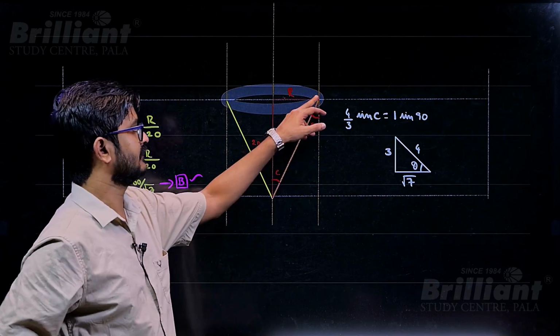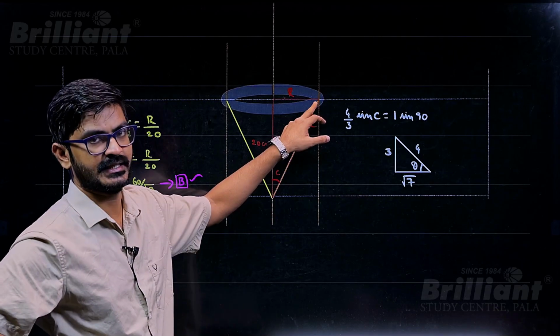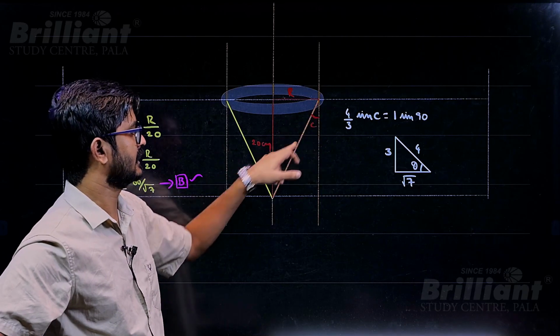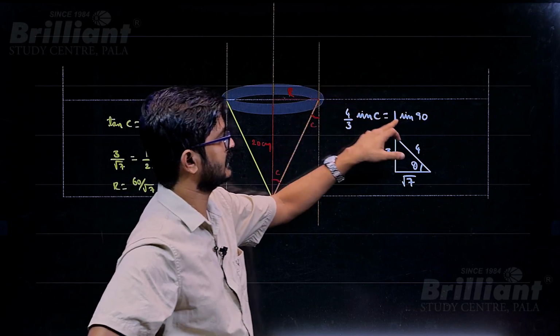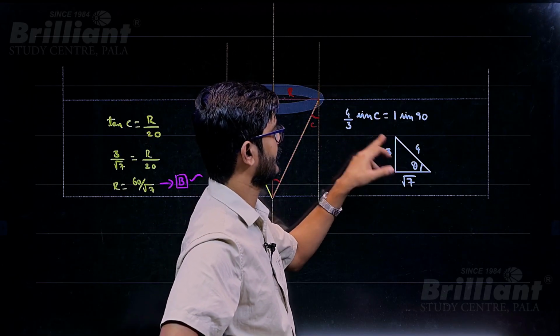So this is the last ray which you can block, which is going and hitting at the critical angle, right? So if this is the critical angle, this will be the critical angle. How to calculate the critical angle? Mu sin critical angle equals 1 sin 90. So from there sin C is 3 by 4.